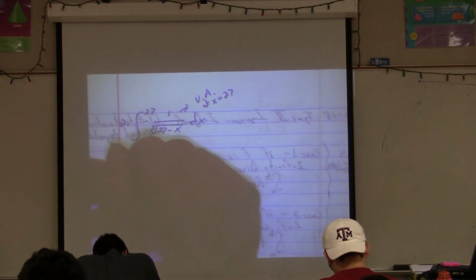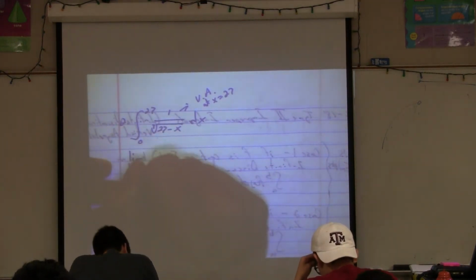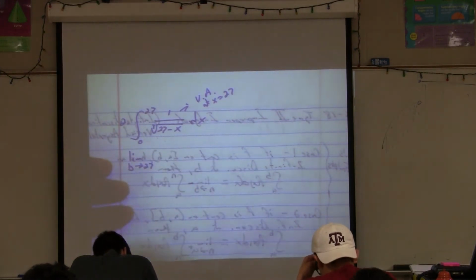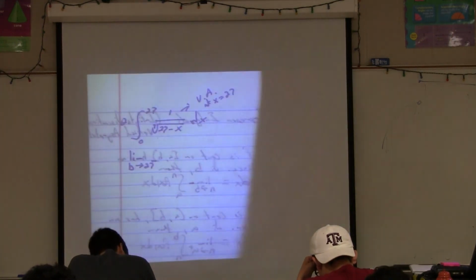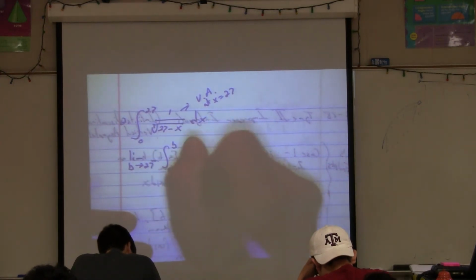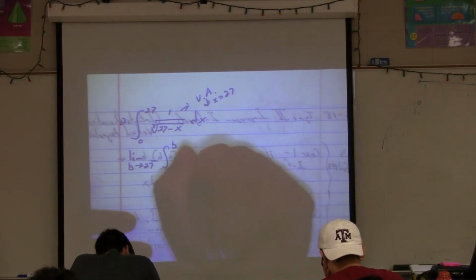It is improper. So limit as b approaches 27 from the left. From the left, that's the only side we can get to, right? We don't know anything on the other side of it. The integral from 0 to b, and then we're gonna rewrite it, okay? 27 minus x to the what?